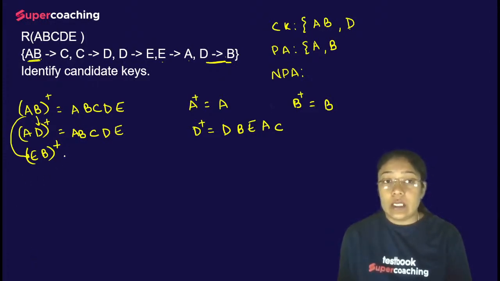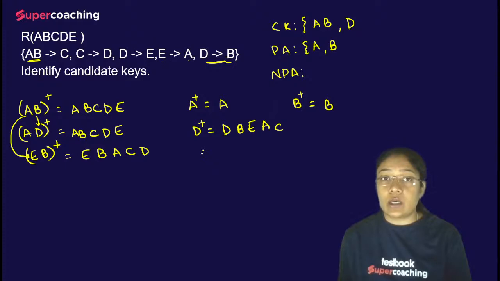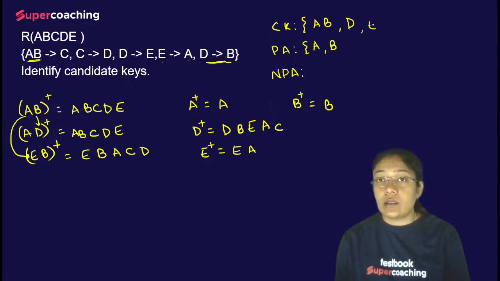So now if I try with EB closure, I'll be getting EB. E is determining A, AB is determining C, C is determining D. Check for B closure, already checked. Let's check for E closure. It comes out to be E. E is determining A and that's it. So this means that EB will be another candidate key.